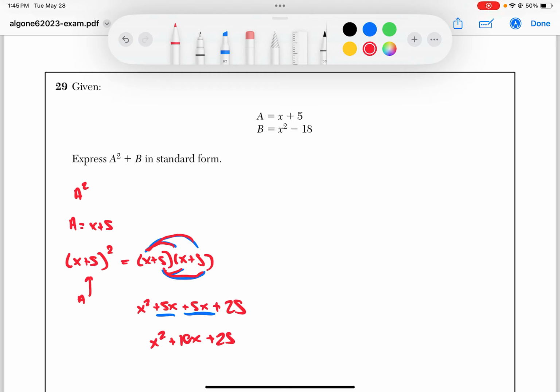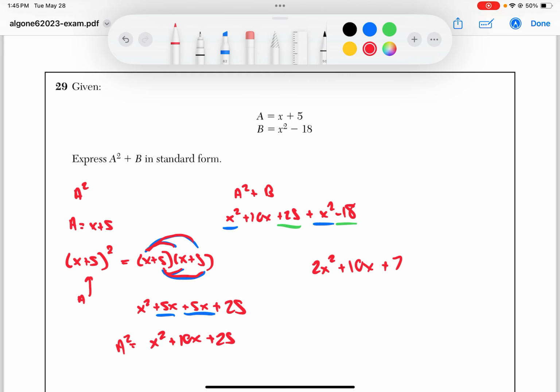So now that I know what a squared is, a squared plus b, well, I already know what a squared is. So we have x to the fourth plus 10x squared plus 25. And then I'm going to add b, so plus x squared minus 18. And now it's just a matter of combining like terms. I have these x squared terms that are like terms. That'll become 11x squared. I have the 25 and the negative 18. So 25 minus 18 is 7. So x to the fourth plus 11x squared plus 7.